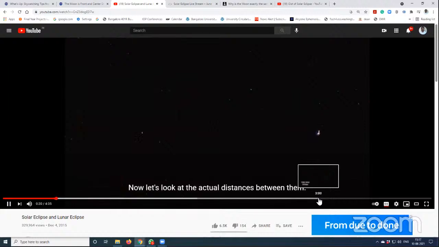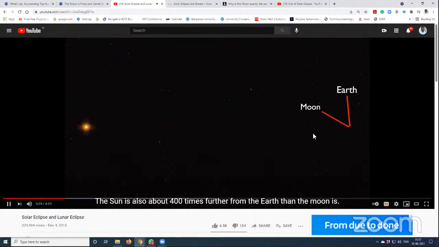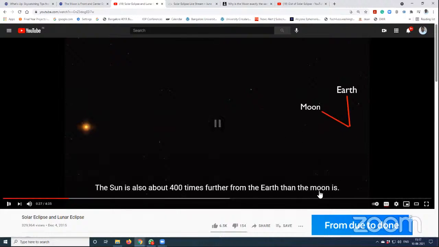Now let's look at the actual distances between them. Let us see the distance of separation. The sun is also about 400 times farther from the Earth than the moon. This means the distance of the sun is equal to 400 times the distance of the moon. For example, if the distance of the moon is 1, then the distance of the sun is 400 times.